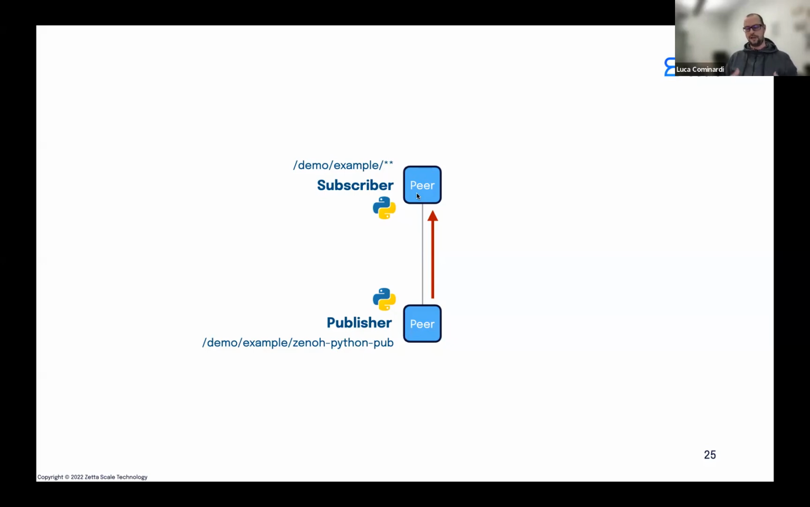Remember that at startup time, there is a multicast scouting phase where peers can discover each other if you operate in a LAN network, and they can establish a session, right? That's exactly what happens in this case: the gray line indicates the Zenoh session that is established between the two peers. And with the red arrow, you've got the direction of data flowing. In this case we've got a publisher, so clearly data flows from the publisher down to the subscriber.